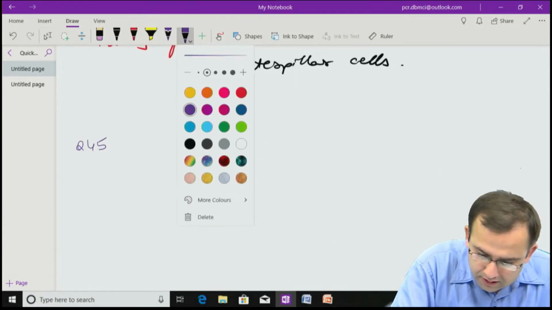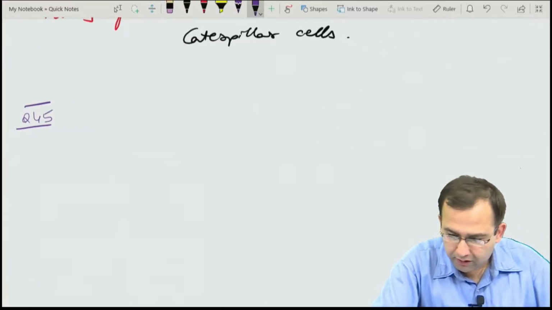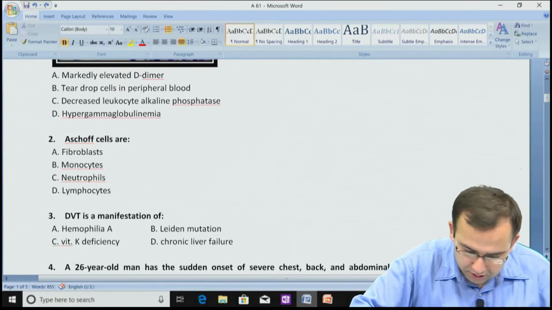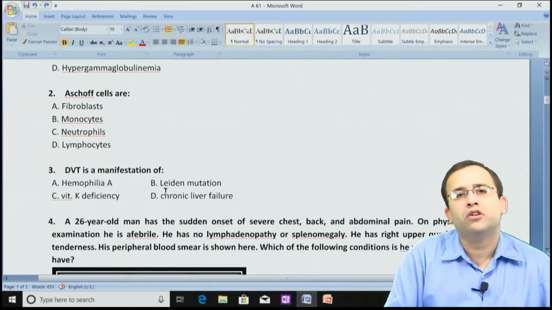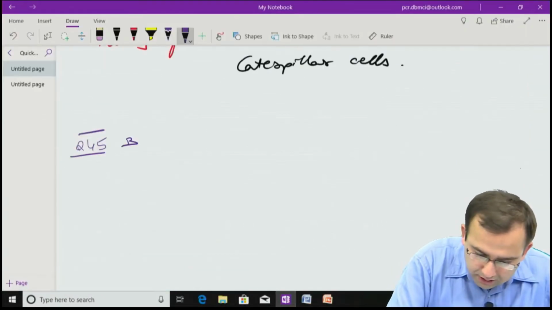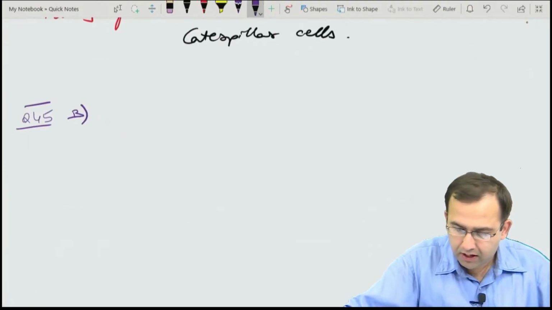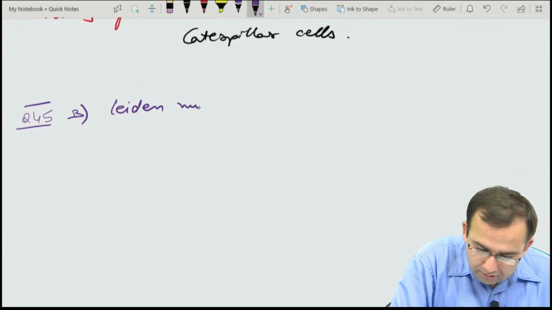This gets us to our next question, question number 45. Just a sec, let us have a look at the question. DVT, deep venous thrombosis, is a manifestation of Leiden mutation. The answer is B, Leiden mutation.